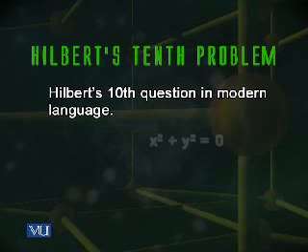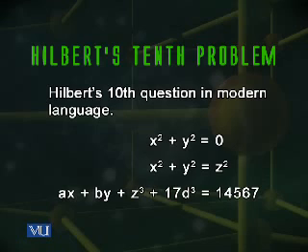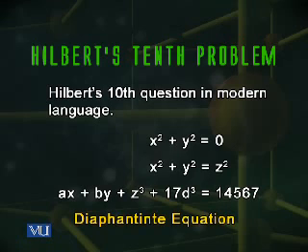Let's look at a polynomial in many variables. So for example, we have a polynomial x squared plus y squared is equal to 0. Then we have a polynomial x squared plus y squared is equal to z squared. And then the polynomial given below to you is a different one, ax plus by plus z cubed plus 17d squared is equal to 14567. These equations are called Diophantine equations. What is important about them is all the numbers that you see are integers, there are no fractions involved. So we will call them Diophantine equations.